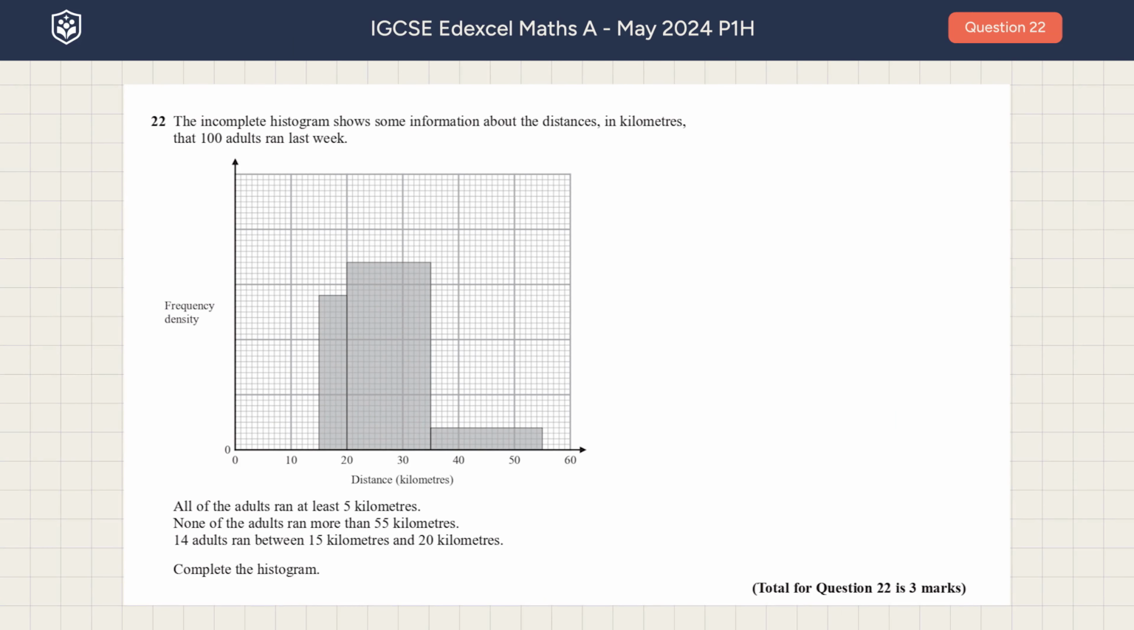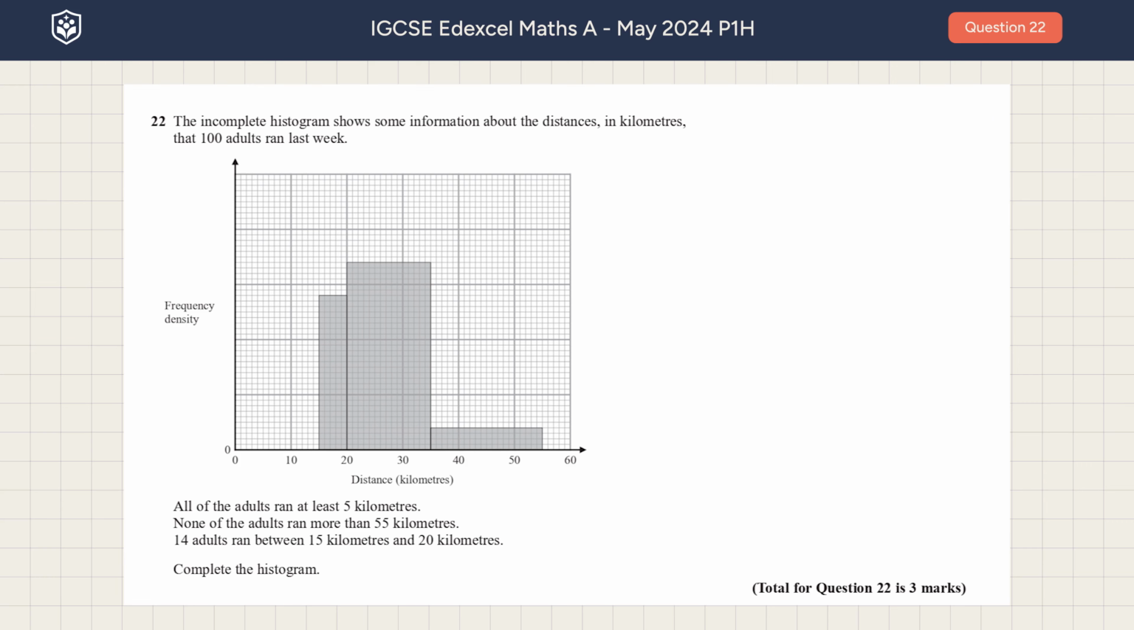Now let's look at question 22. We are given an incomplete histogram that shows some information about the distance in kilometers that 100 adults ran last week. We are given some extra information and asked to complete the histogram. It says, all of the adults at least ran 5 kilometers, which means the histogram is going to begin from 5. And none of the adults ran more than 55, which is already shown.